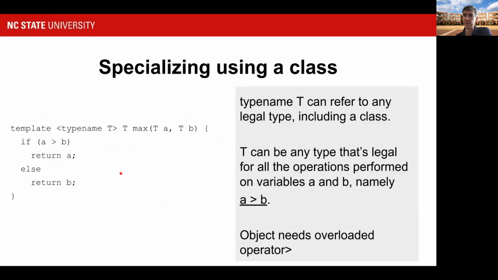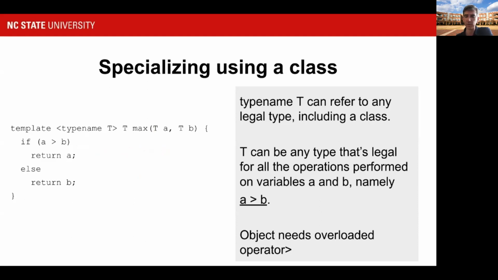Now, I alluded to this at the beginning. I might want to specialize my template using a class, right? And the question is, can I do that? And the answer is I absolutely can. T could be a class. In fact, it could be our complex number class that we implemented a couple of weeks ago.